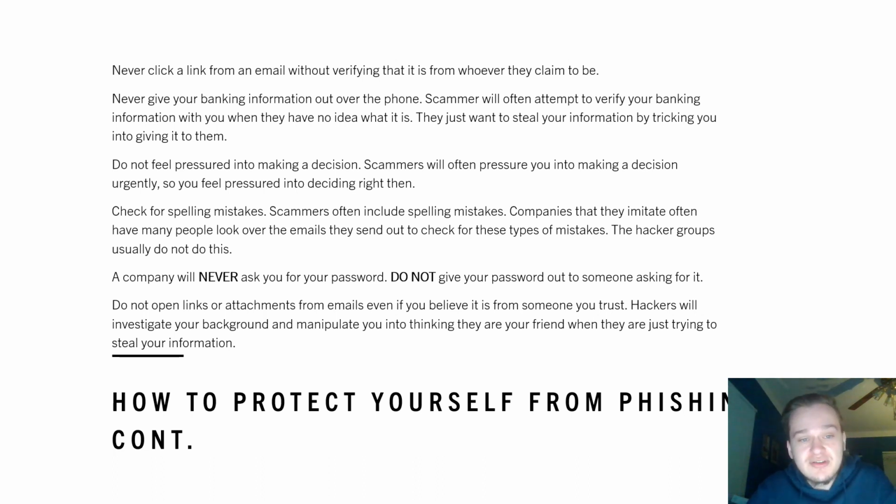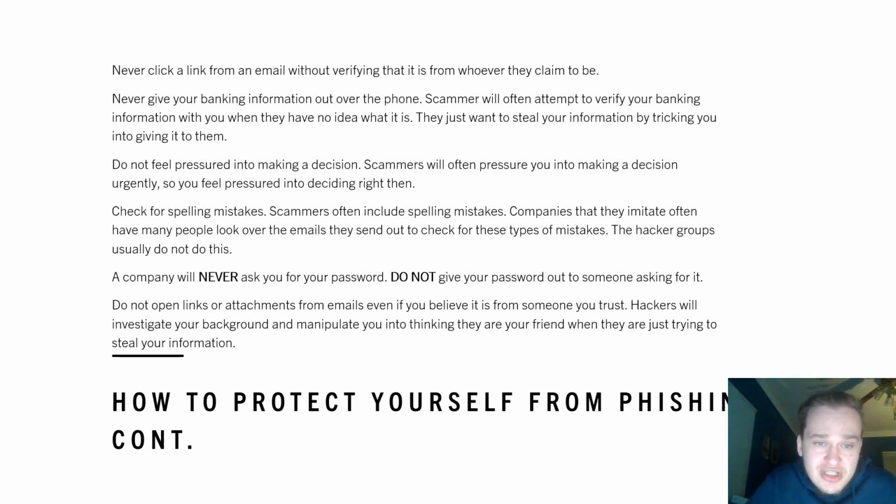So the way that you would protect yourself is never click a link from an email without verifying that it is from whoever they claim to be. So let's say you were at work and you got an email from someone that sits a couple rows down from you. Say they sent you a Word document. You should really verify that they actually sent you that, because a hacker could already be in the company and they want you to click this link, and if you click it without verifying that it's legitimate, you could unintentionally infect the entire company with malware.